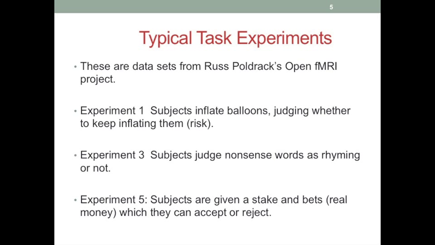So, some typical task experiments. Here are just a few. These are from data sets from Russ Poldrack's open fMRI project, which is completely open to use for public consumption. Experiment one, subjects inflate balloons and judge whether to keep inflating them. It's a risk experiment. Experiment three, subjects judge nonsense words as rhyming or not. And experiment five, subjects are given a stake and bets with real money, which they can accept or reject. We're going to talk about experiments one and three.